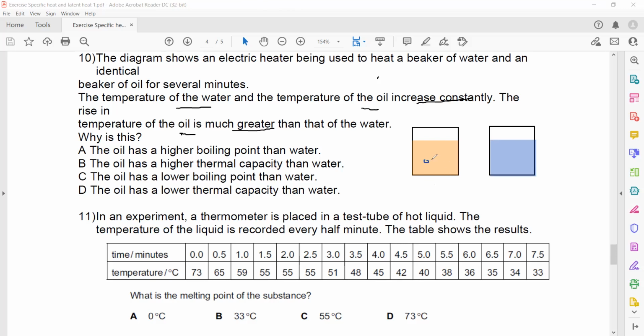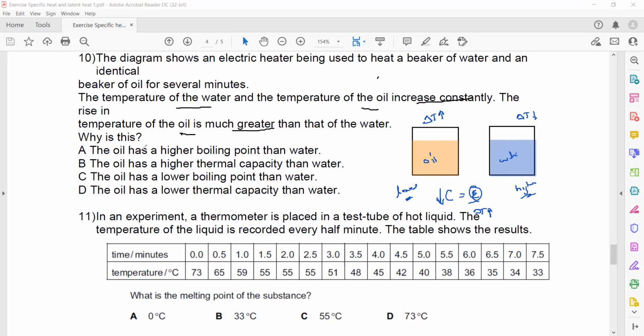So when we compare the formula for thermal capacity, the thermal capacity is energy divided by temperature change. We are supplying the same amount, the same heater is used, so the energy supplied is the same. For oil the temperature change is more, so if the temperature change is higher, the thermal capacity will be lower. The thermal capacity and temperature change are inversely proportional. For water, the temperature change is smaller, so it will have a higher thermal capacity.